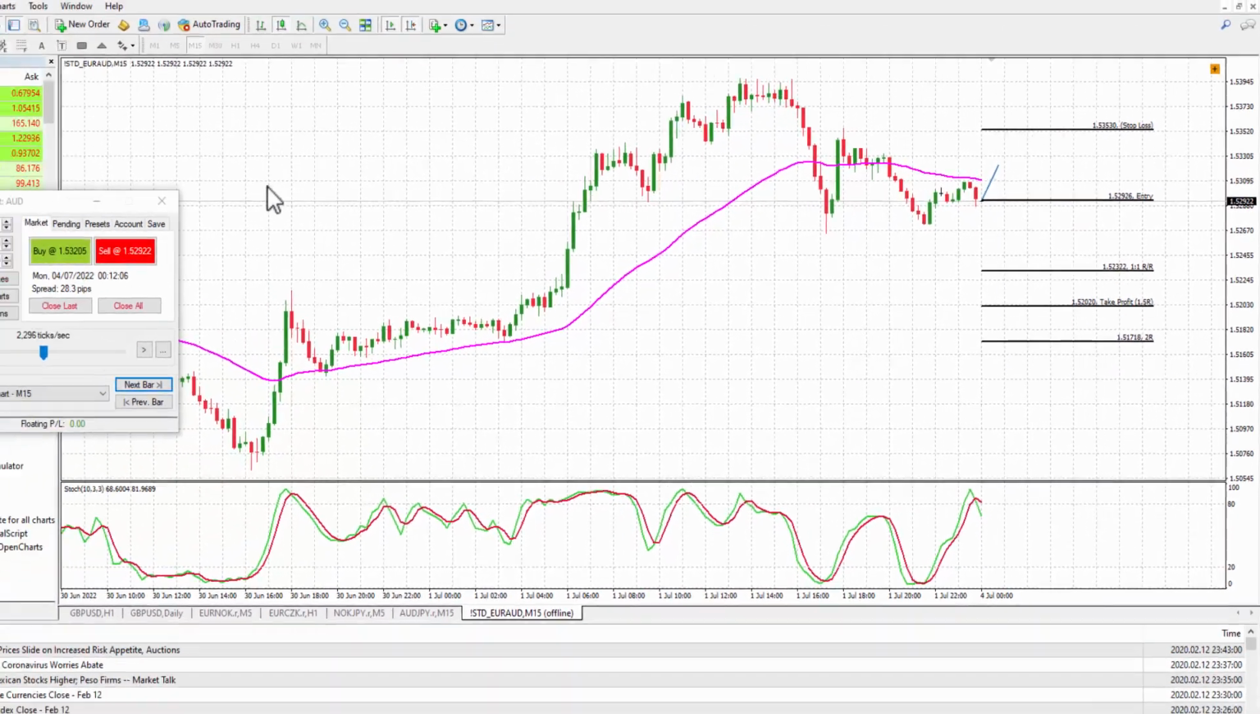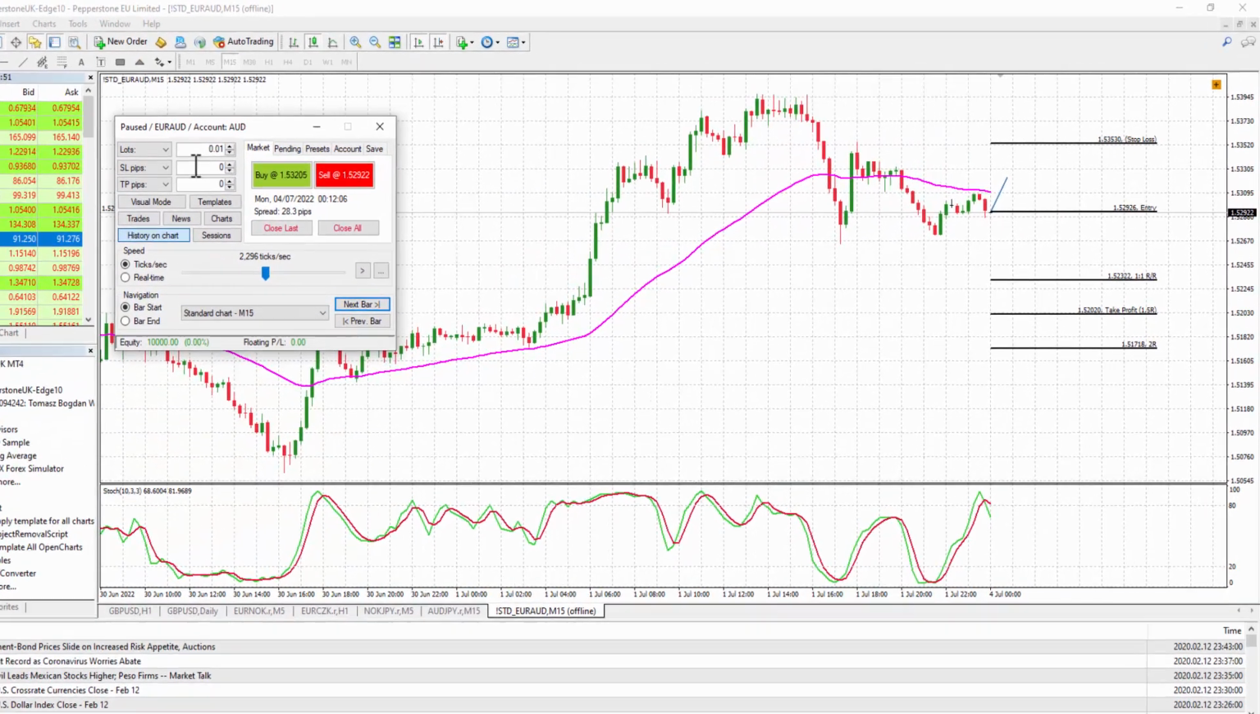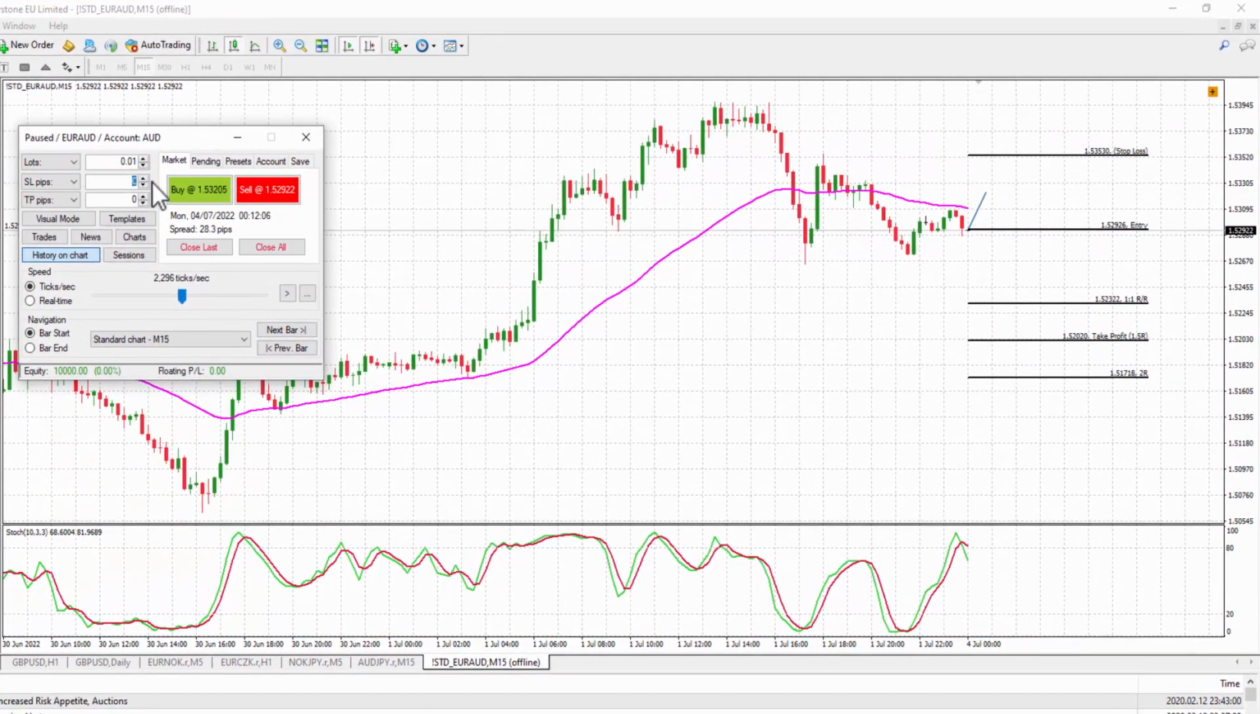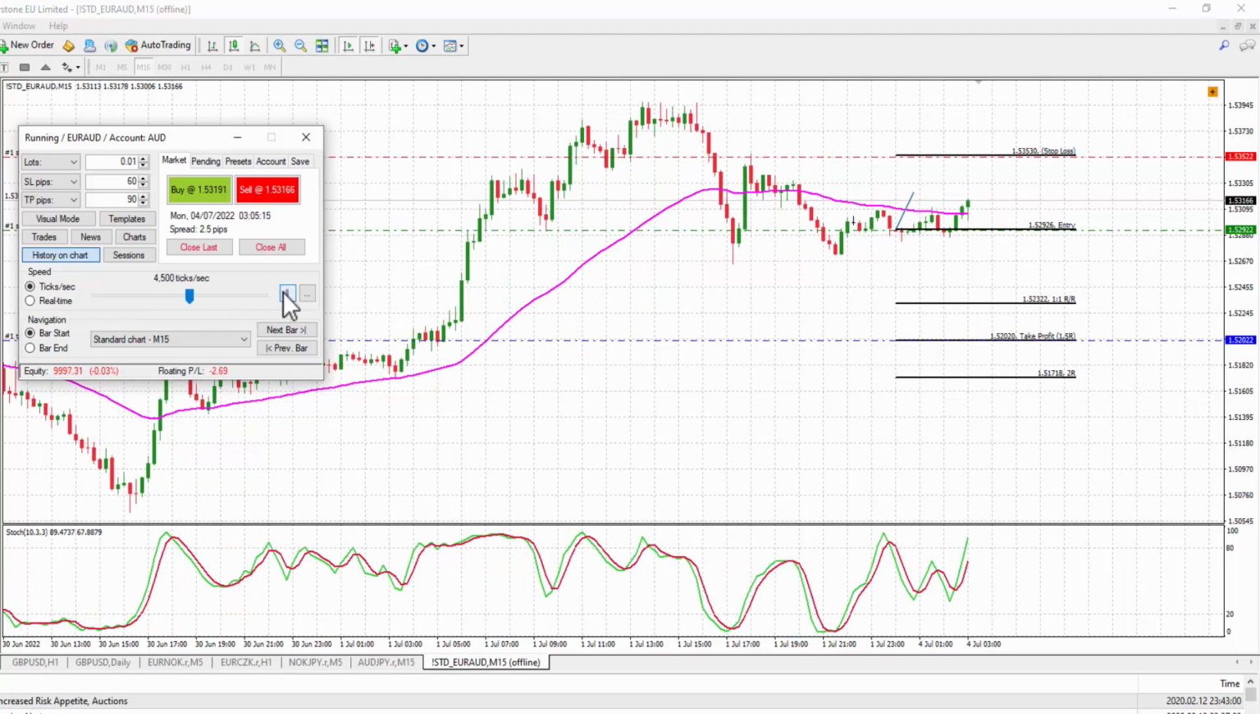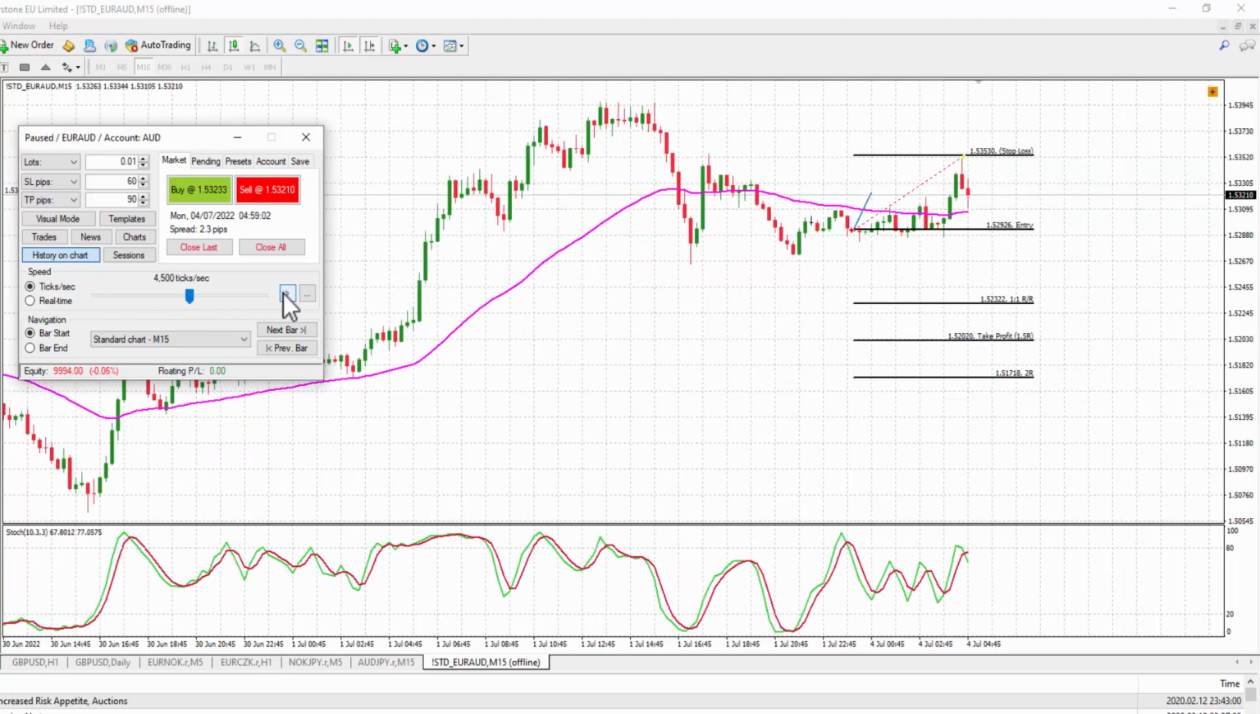So I will set it up using the simulator here. The stop loss will be 60 and the take profit will be 90. And I'm going to sell. Now let's see what happens. Let's see how it plays out. Okay, first trade turns out to be a loser. Doesn't matter. Let's keep going.